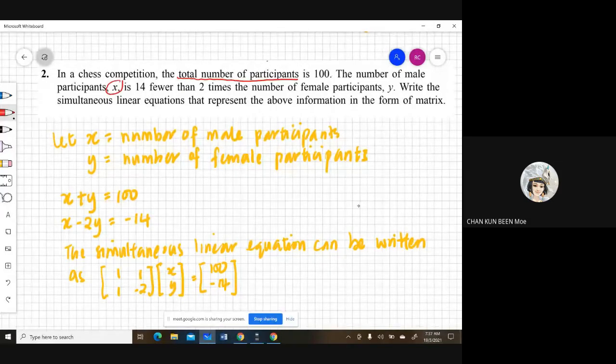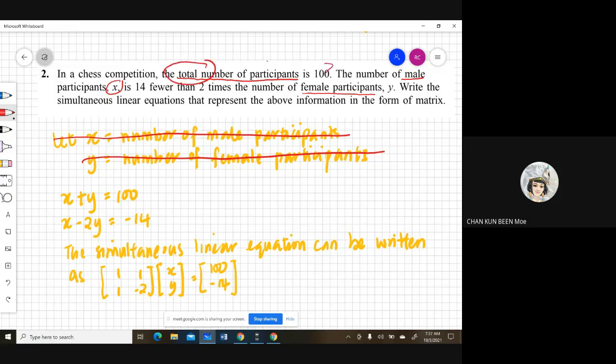So over here, we have male participants and also female participants, but we don't know the number of it. So you are going to make an assumption over here. No need, they already give you the assumption. So the male participant is x, the female participant is y. So over here, the total number of participants is 100, meaning that male plus female, x plus y, equal to 100. You need to form up the equation over here.